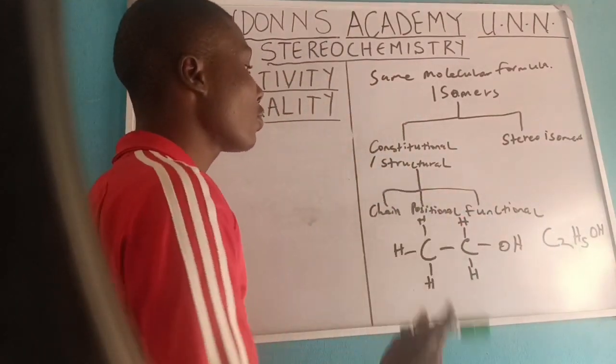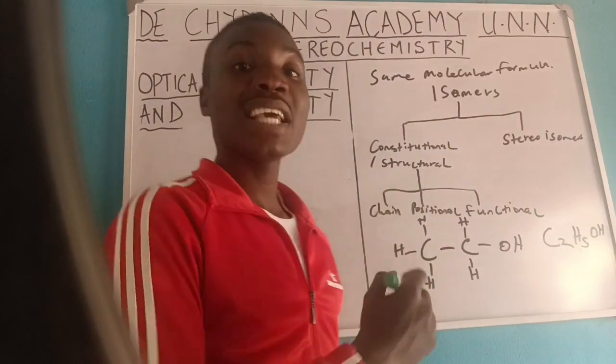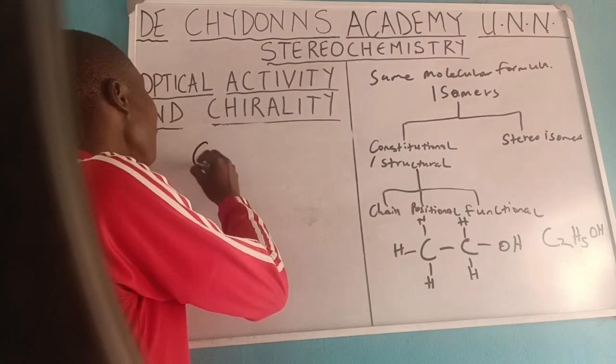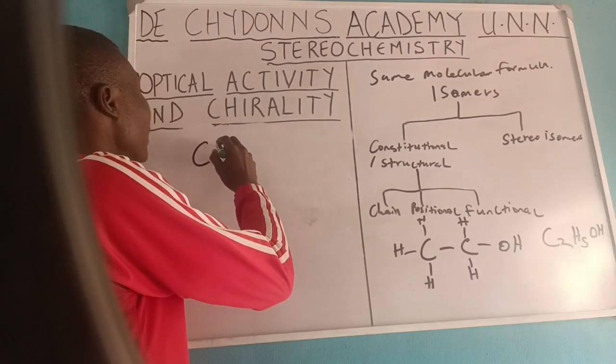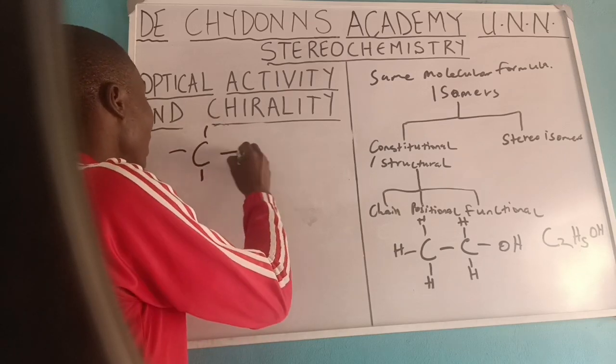But then we can also have another compound that has this particular molecular formula but a different functional group, so let's look at that compound. So we have C. Let's do it this way.